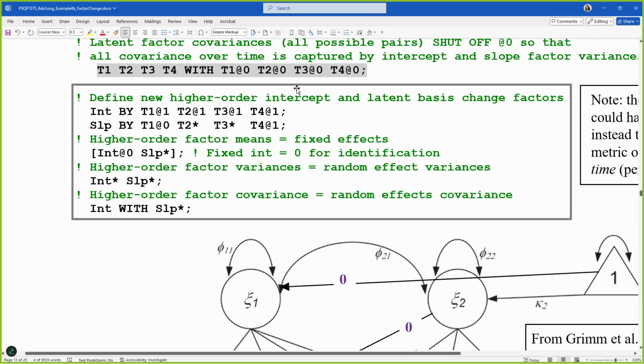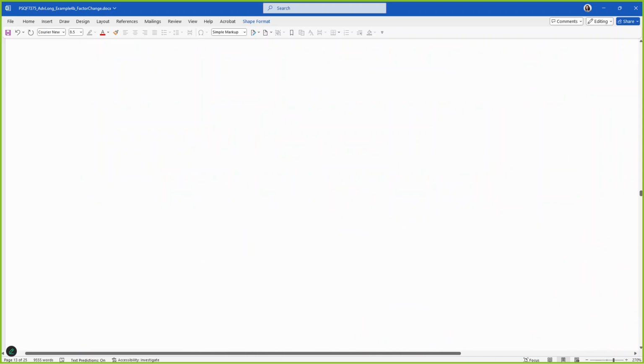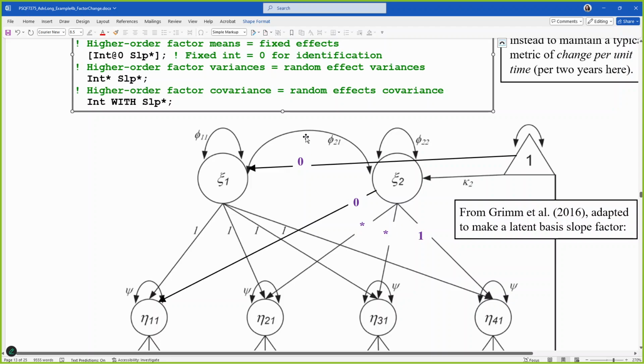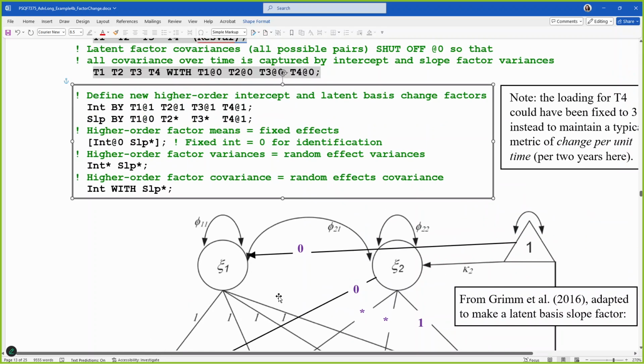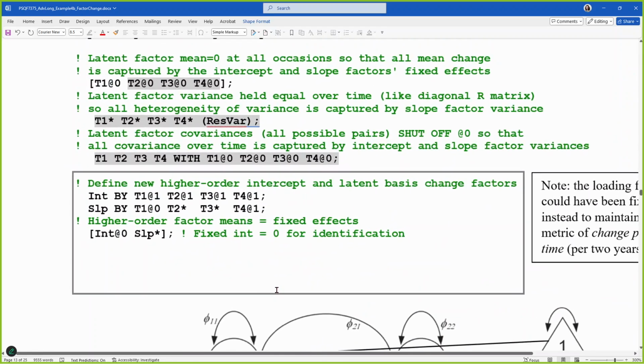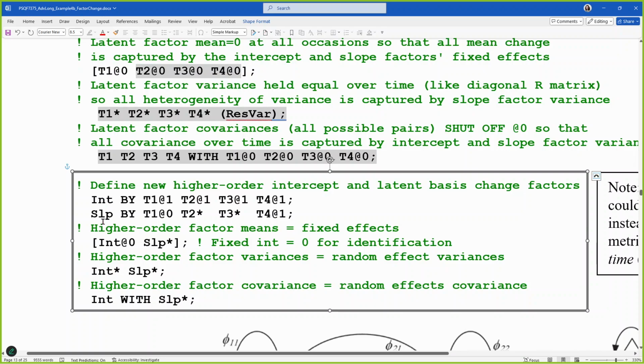All right, so in the gray box then is the new part. It's in purple up here. So now we have circles predicting the circles. I have int and slip because slope. It's not lin like it was or qua because that's not what it means. This is going to be a latent basis model.